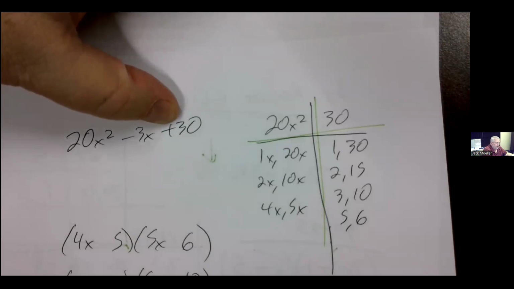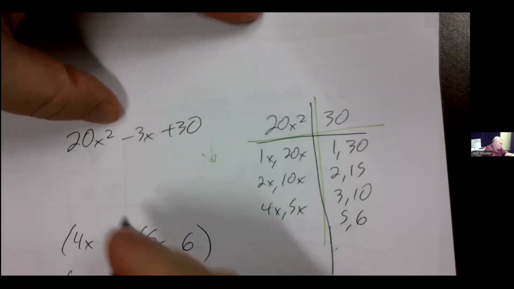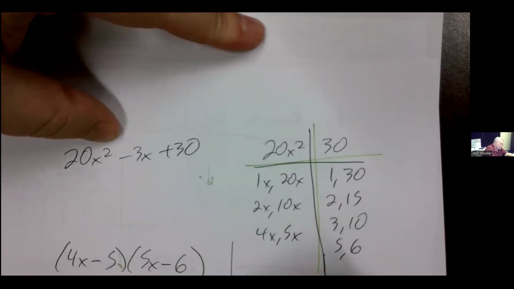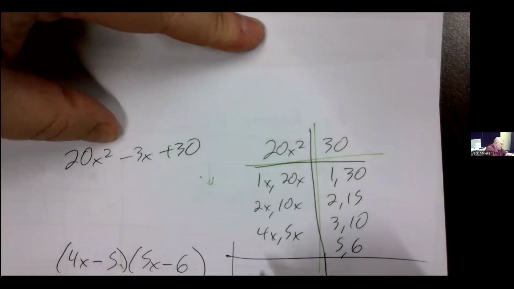Well, that's a plus. So what does that tell us? It tells us the signs are the same. They're either positive, positive, or negative, negative. The middle term being negative tells us they're both negative. So in this case, they're both negative. So we actually only have 8 possibilities that we had to check.